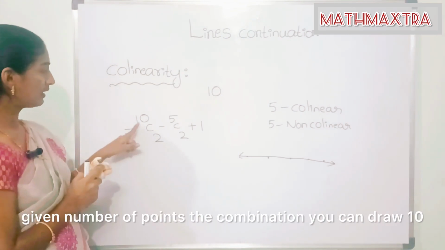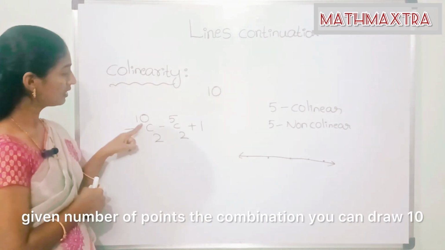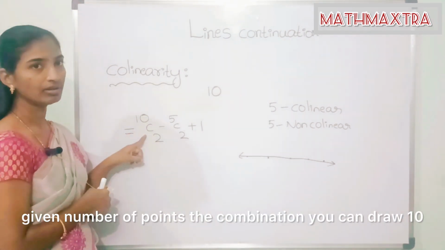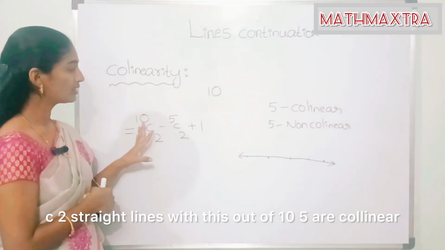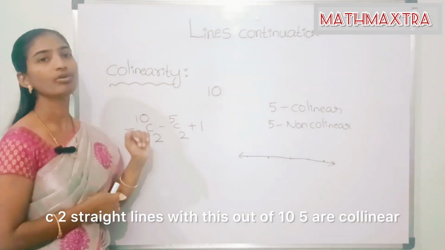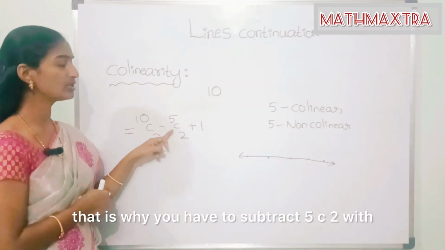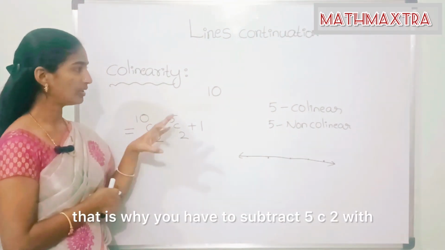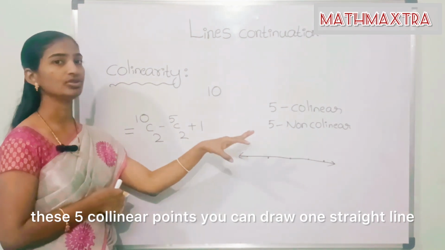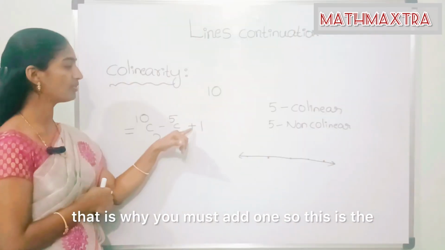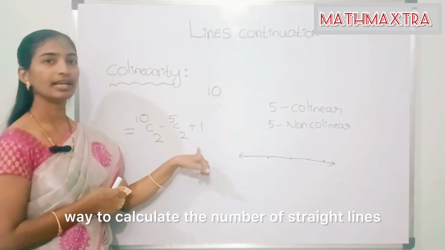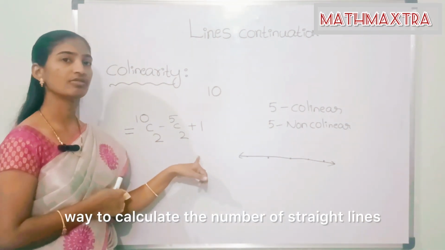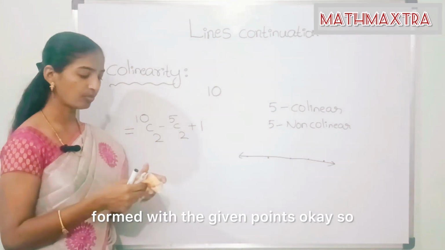For the total given points, you can draw 10C2 straight lines. Out of 10, 5 are collinear. That is why you have to subtract 5C2. With these 5 collinear points, you can draw one straight line. That is why you must add 1. So this is the way to calculate the number of straight lines formed with the given points.